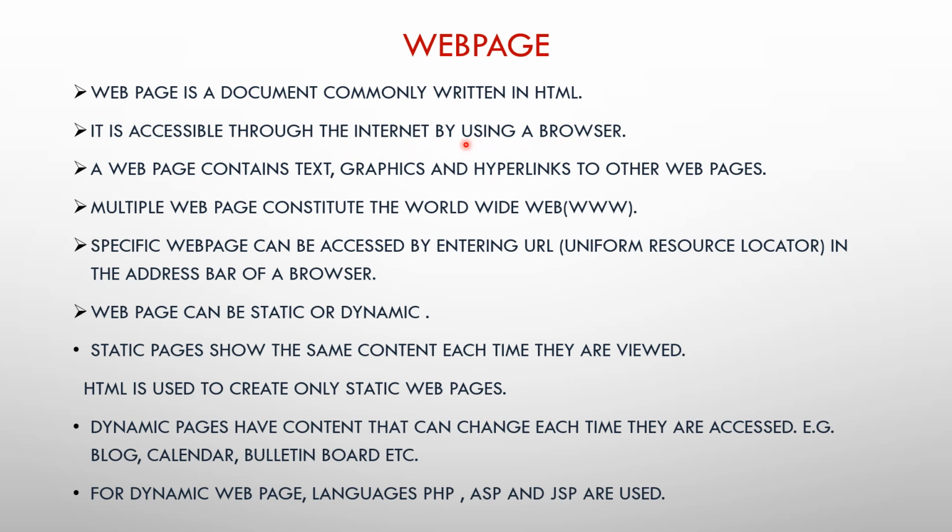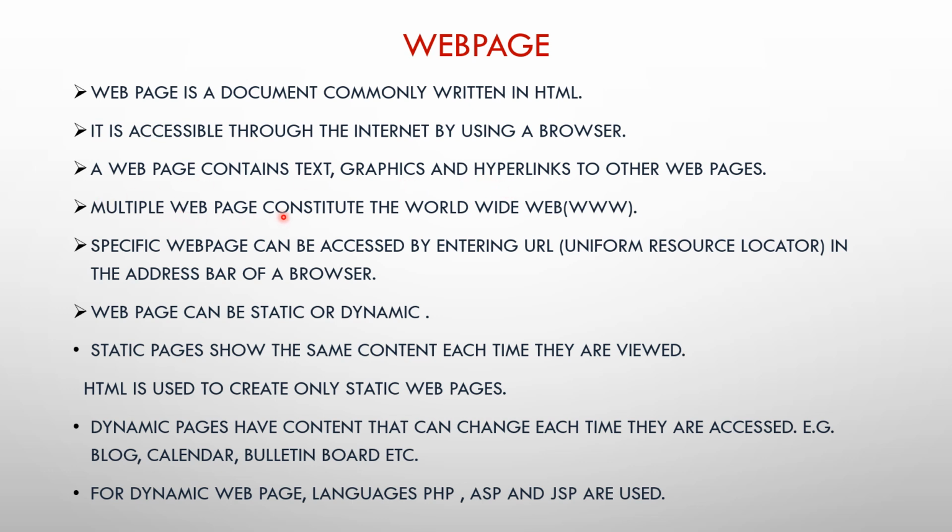How can you see the web page? You can see the web page through the internet by using a browser. I hope you know the browser, web browser. Okay, in next slides we will discuss in detail about web browser. A web page contains text, graphics and hyperlinks to other web pages. So it can contain any text, it can contain any graphics, pictures or hyperlinks.